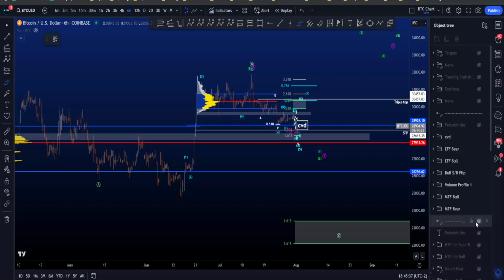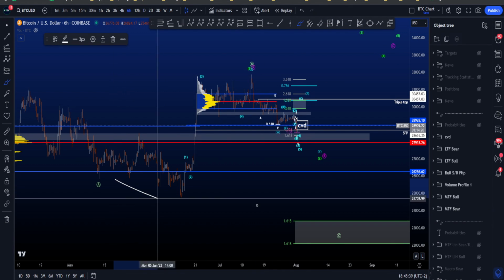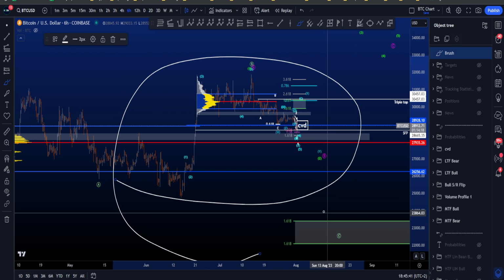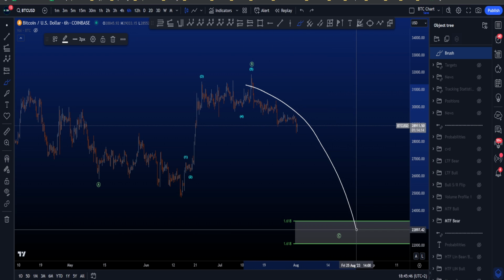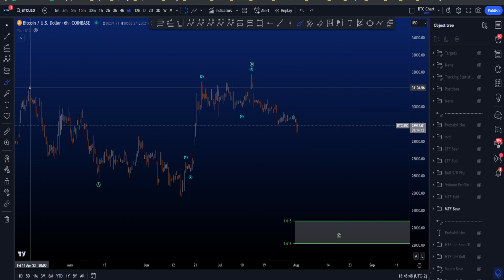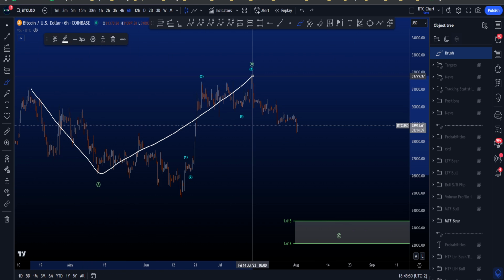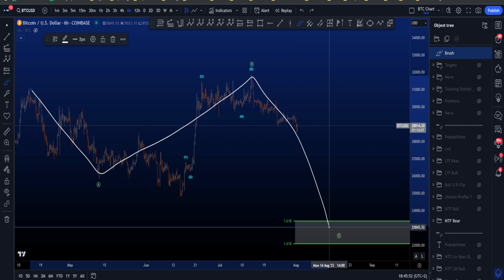Hi everyone, let's go over my medium time frame and low time frame bullish and bearish Elliott Wave scenarios on Bitcoin. Starting with the medium time frame bearish scenario, where we are looking for an impulsive structure to the downside in a wave C, and then an expanding flat: 3 waves in A, 3 waves in B, and then a wave C to the downside.